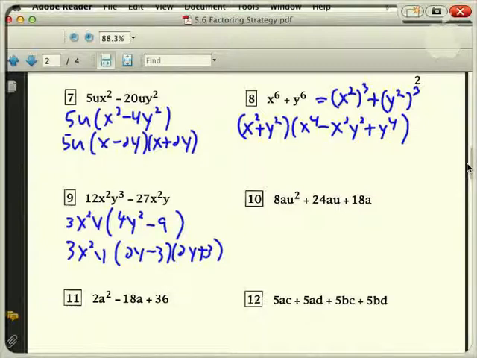So let's see, just double checking my work, it looks good. Okay, number 10, we can take out a 2a. Can we take out more than that? No, I guess not. So we'd have 9u squared plus 12u plus 9.